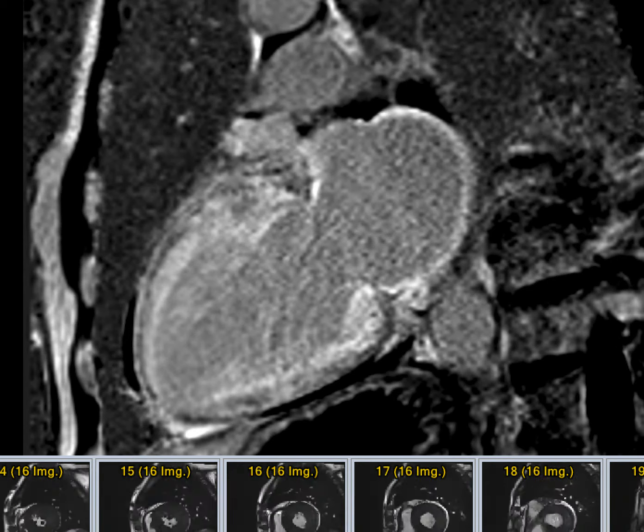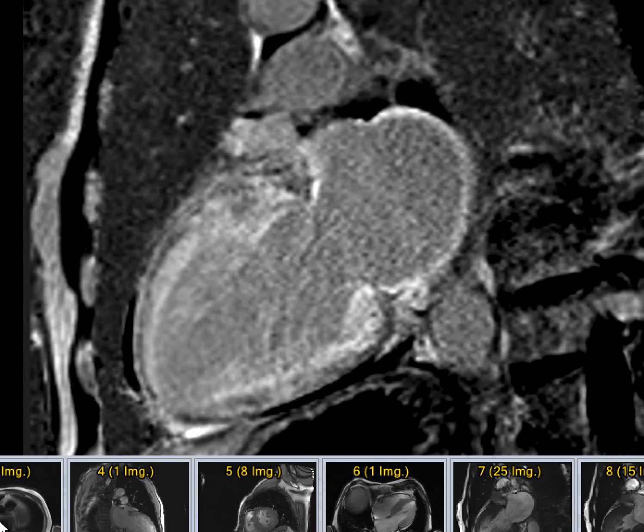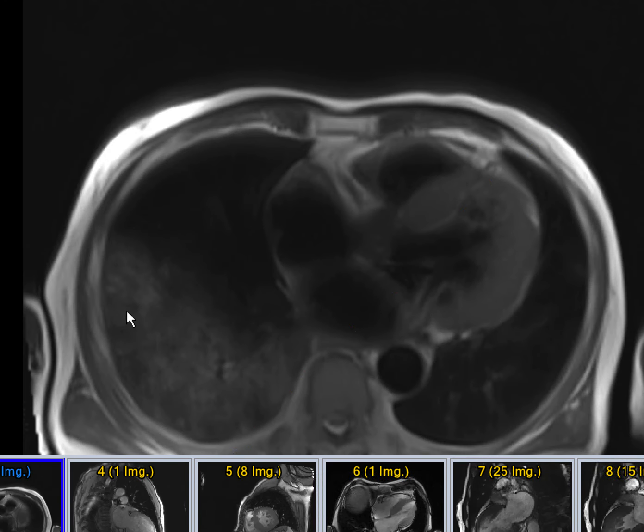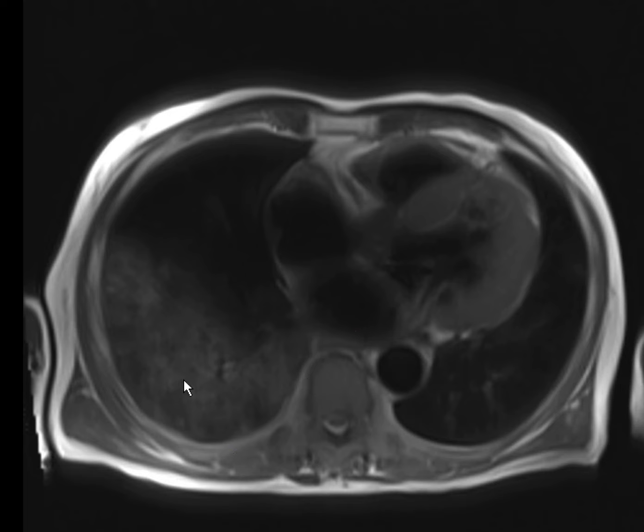Maybe in this case also, always try not to forget to check the extracardiac findings. So there were some changes in the lung.